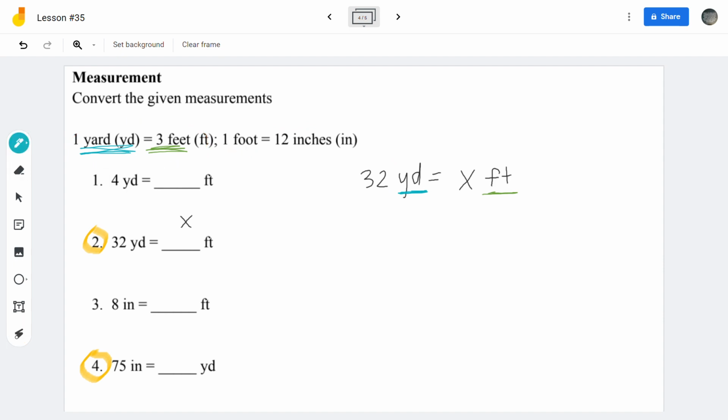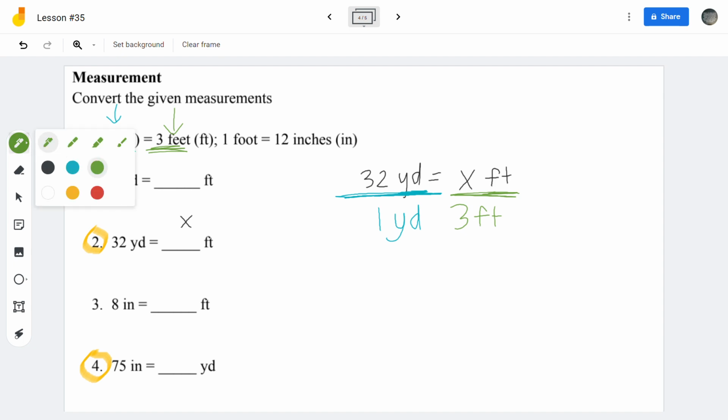So now, using the fact that we know what the yard is, below my 32 yard, I'm going to draw this division sign. And then below it, I'm going to write 1 yard over here, as you see. And then I'm going to take the green, and I'm going to draw a line over this again. And I'm going to take the 3 feet and write it below like this. And I'm going to write the equal signs because they are equal to each other. Now that we know they're equal to each other, we can use cross multiply.